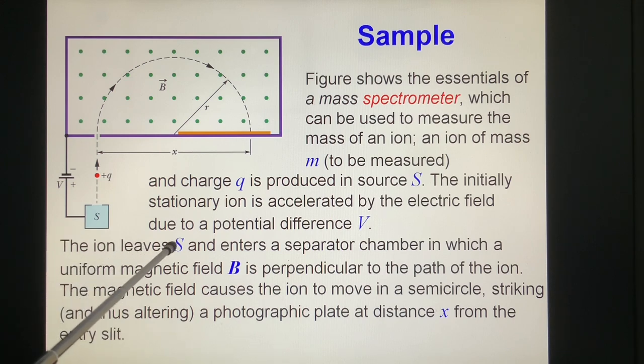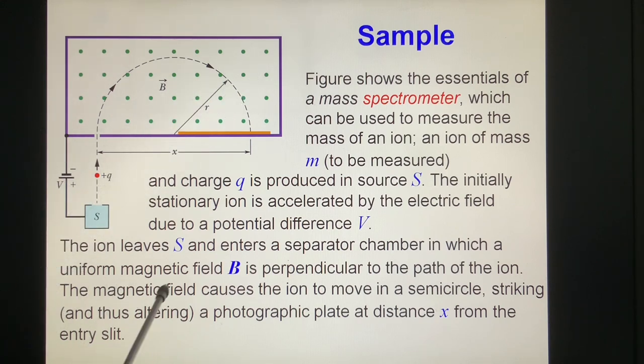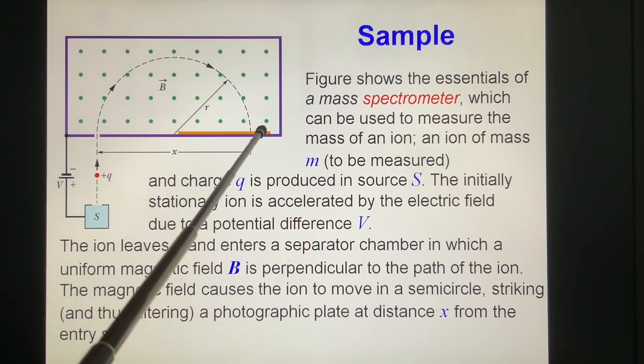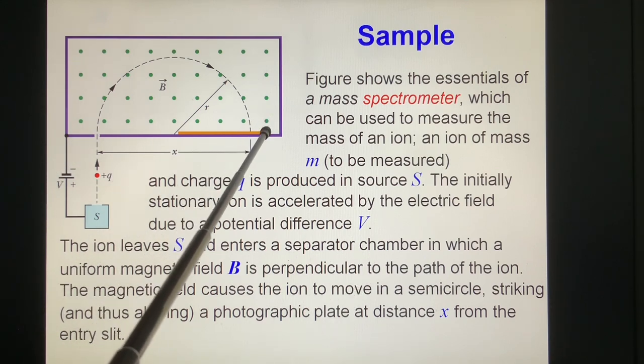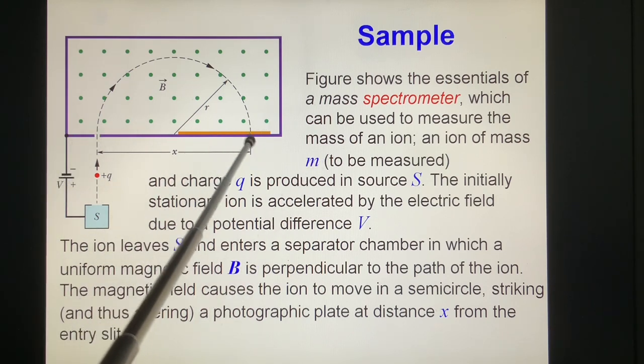The ion leaves S and enters a separate chamber in which a uniform magnetic field B is perpendicular to the path of the ion. This is the path, and this is perpendicular. The magnetic field causes the ion to move in a semicircle, striking and thus altering a photographic plate at distance x from the entry slit. We can check this point. We know this is x.